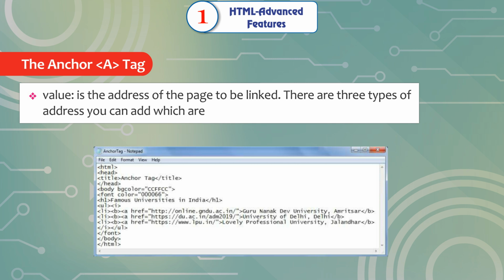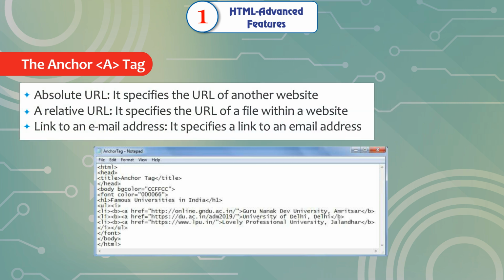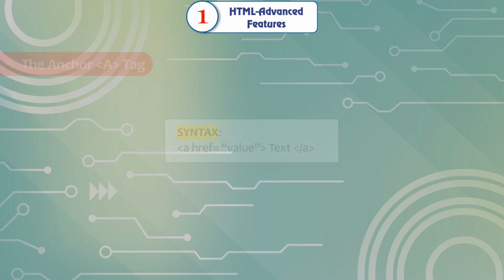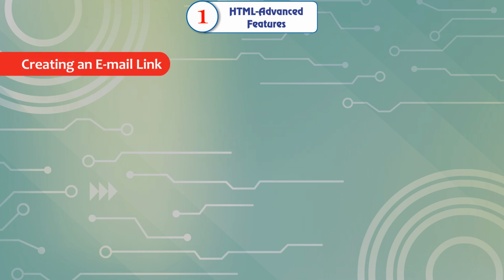There are three types of address you can add. Absolute URL. It specifies the URL of another website. A relative URL. It specifies the URL of a file within a website. Link to an email address. It specifies a link to an email address. Syntax. Creating an email link.